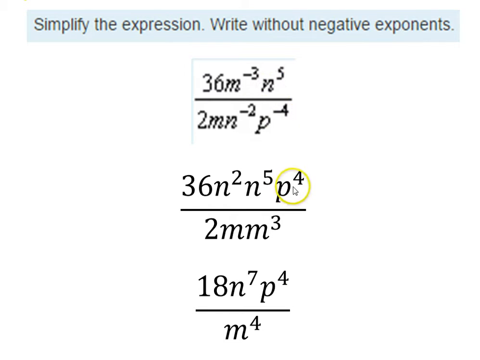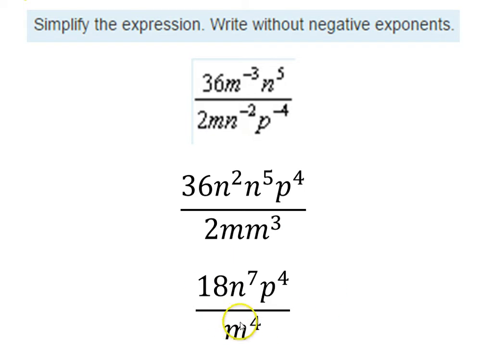P to the fourth comes from right here. P to the fourth is from this p to the negative fourth. So I move this p to the numerator, and the exponent becomes positive. In the denominator, we have this 2 from right here in the original expression. Don't need to move that. We have the m from right here, and then we have m to the third. This m to the third comes from this m to the negative third that was in the original expression. Move it to the denominator, and the exponent becomes positive.